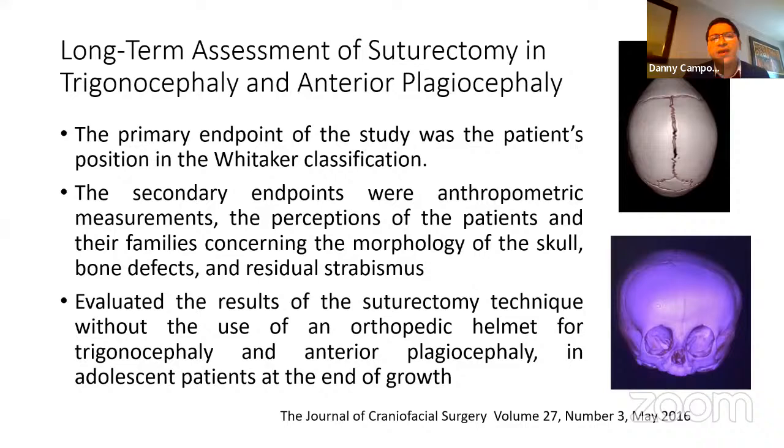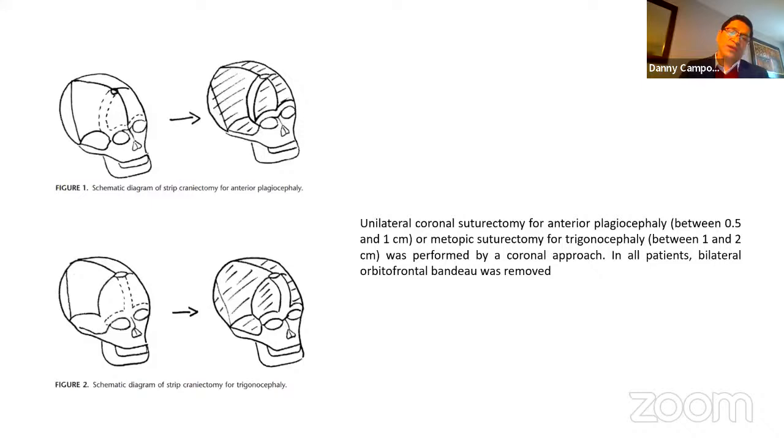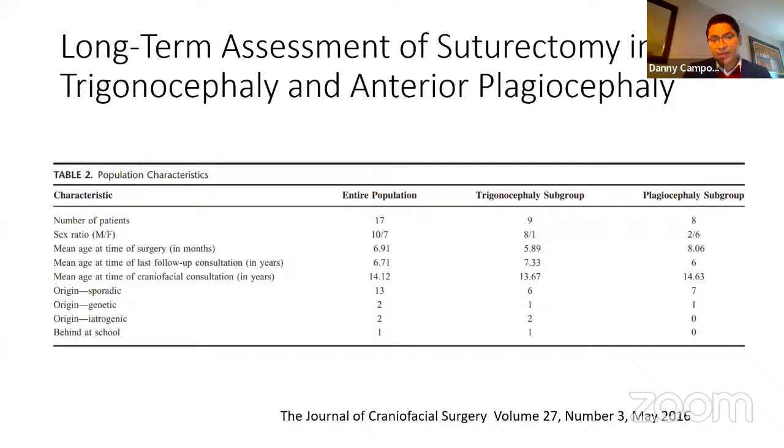And what about trigonocephaly and anterior plagiocephaly? This paper used a strip craniectomy technique for anterior plagiocephaly and for trigonocephaly, and they followed these patients. In both cases, they underwent orbitofrontal advancement. There was no important difference between the two groups, but trigonocephaly was more frequent in males and plagiocephaly more frequent in females. And the mean age was similar.